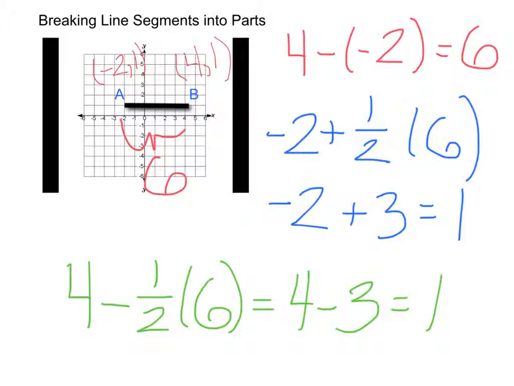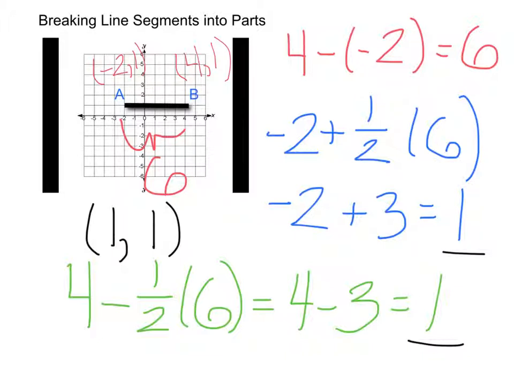So what I've recognized is the point halfway between A and B is going to be 1, from this one to this one, comma 1. The second one came from the fact that the y coordinate is going to stay the same no matter what point is along the line A and B.